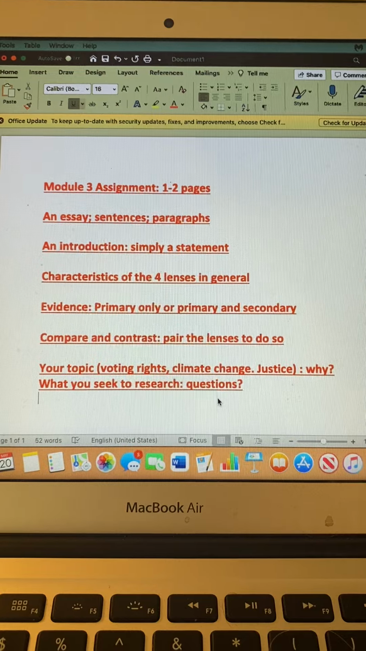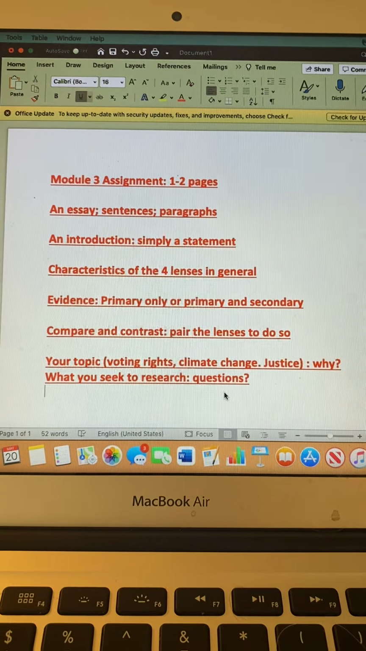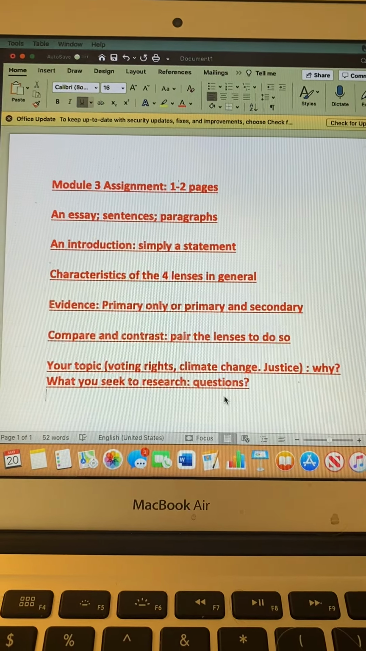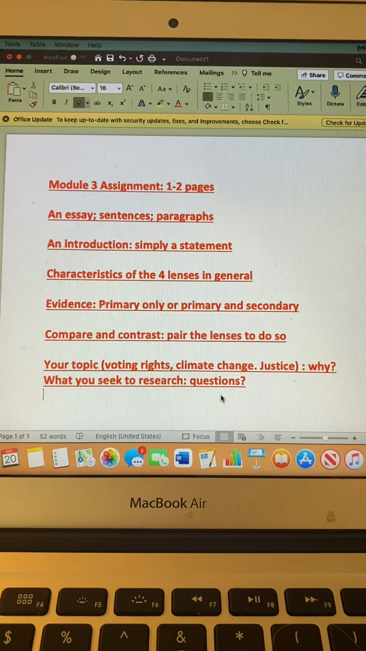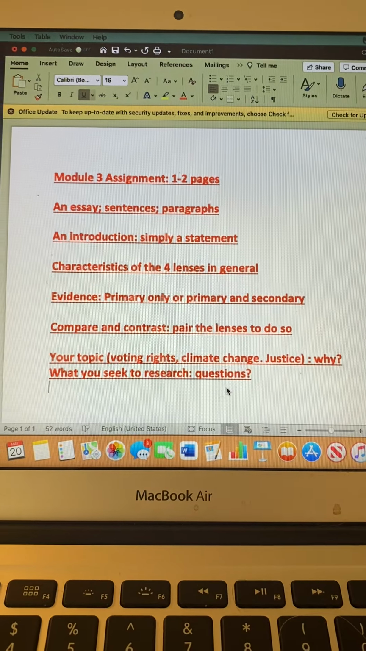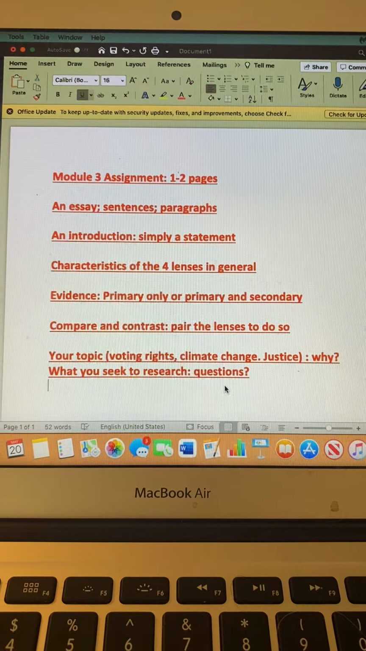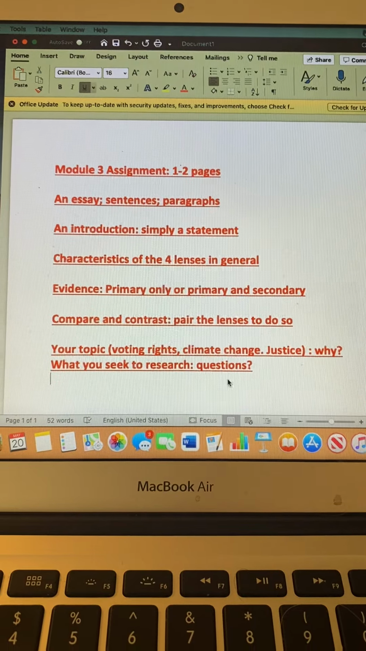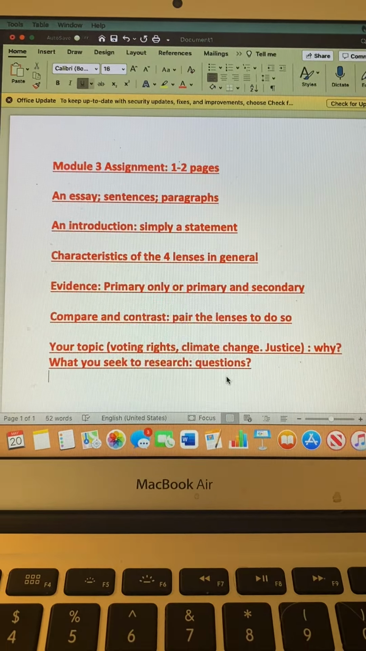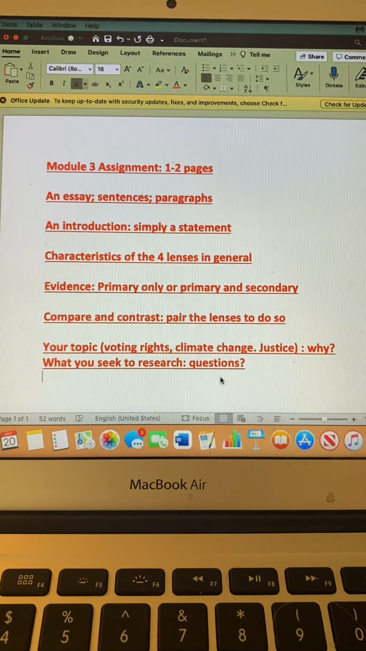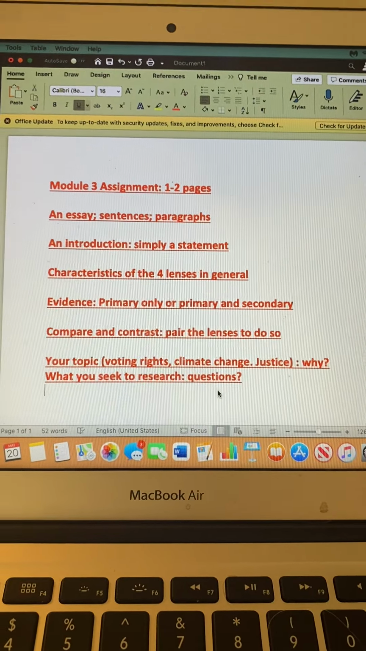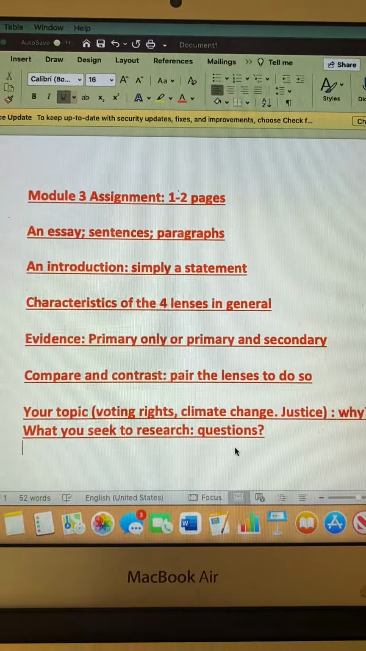But I've received a few submissions of the Module 3 assignment. Several were very good, they were excellent, and a couple really need to be redone. So I thought it might be a good idea to go over the order of the actual essay and what we are looking for. Okay, first of all, it needs to be written in sentence form.